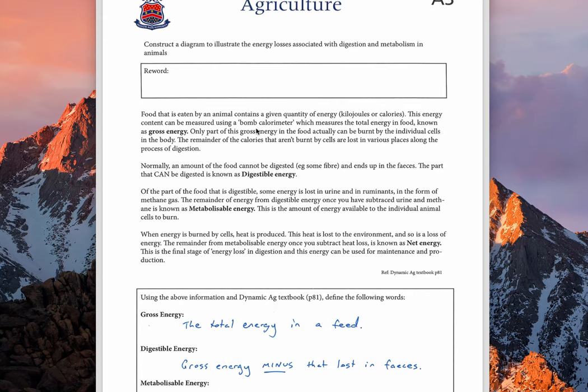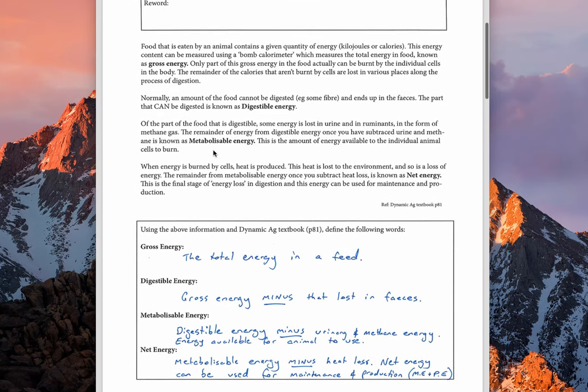So obviously we can measure the energy in feed, and the way of doing that is called a bomb calorimeter. It's a machine where the food is burnt basically, and the energy that comes from it is measured. And we know that the total amount of energy in the food is known as gross energy. Okay, so only part of this gross energy in the food actually can be burnt by the individual cells, as I mentioned. We lose stuff along the way in the process of digestion.